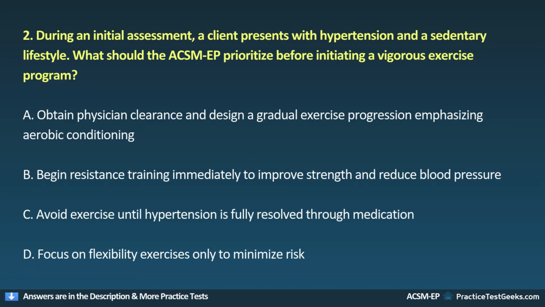2. During an initial assessment, a client presents with hypertension and a sedentary lifestyle. What should the ACSM EP prioritize before initiating a vigorous exercise program? A. Obtain physician clearance and design a gradual exercise progression emphasizing aerobic conditioning. B. Begin resistance training immediately to improve strength and reduce blood pressure. C. Avoid exercise until hypertension is fully resolved through medication. D. Focus on flexibility exercises only to minimize risk.